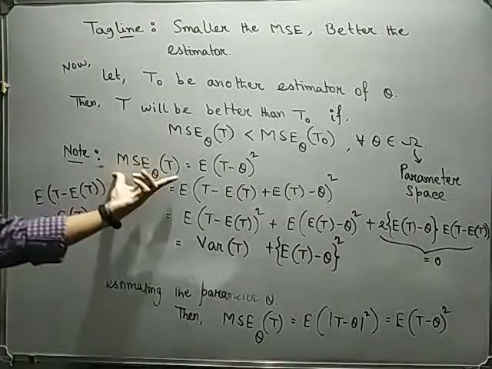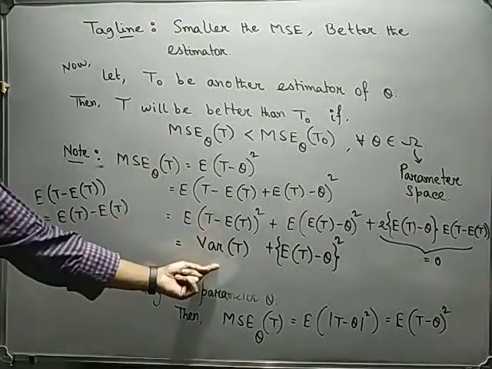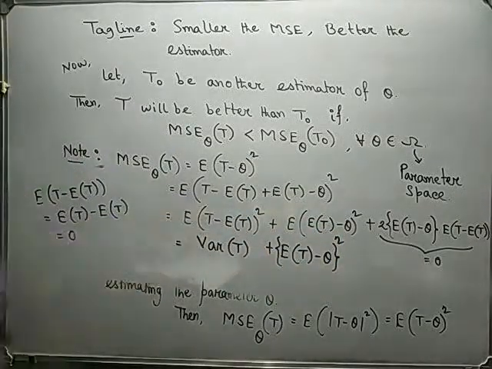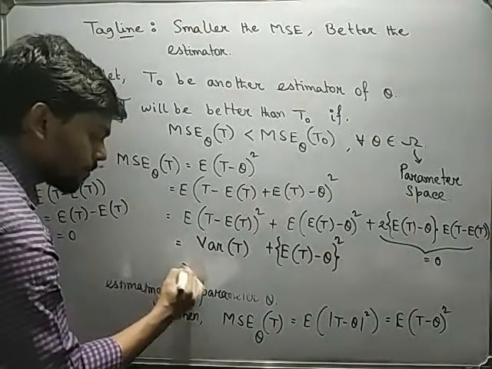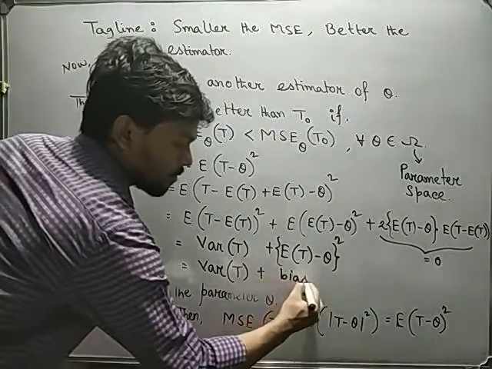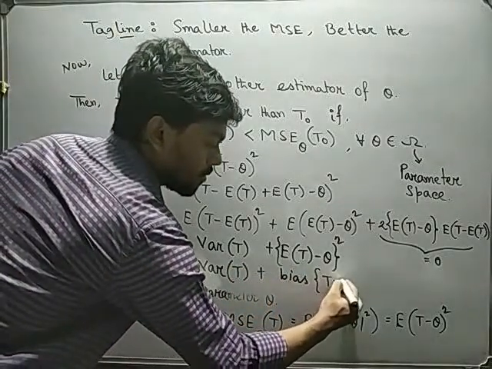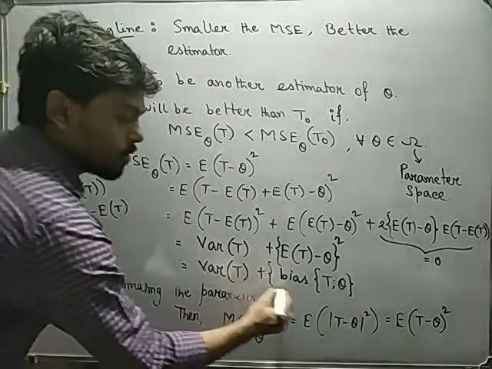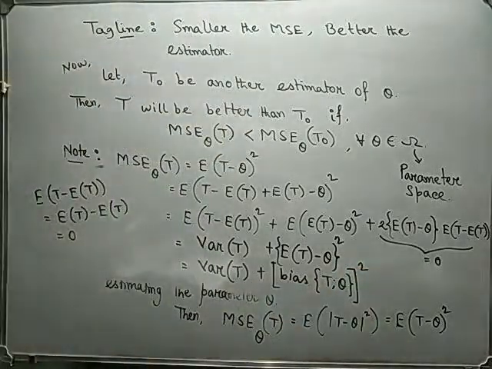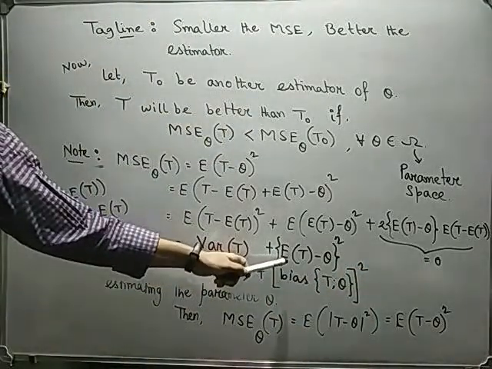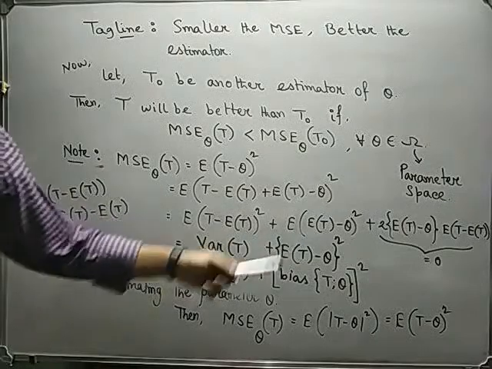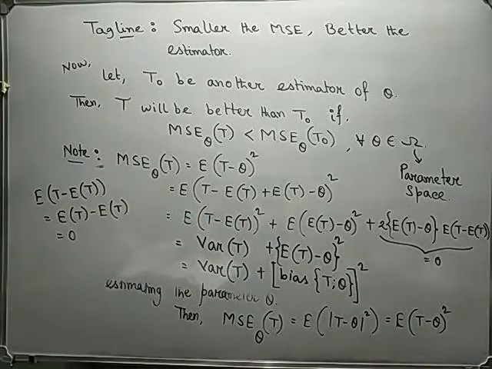So that's why MSE of T can be written in this form, which is variance of T plus this quantity. Now this quantity is called the bias of capital T, squared. What is bias? Expectation of T minus theta is called the bias of capital T, or you can define it like b_T(theta). Okay, so simple.